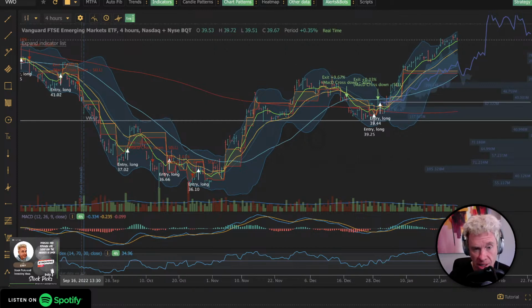This is a Vanguard, so you're just looking for entries. It's a secondary cross-up. I don't know that I'd necessarily add to this one right now. The RSI is kind of at 67. It's a little bit overbought right now. So VWO, I would kind of maybe not get in.